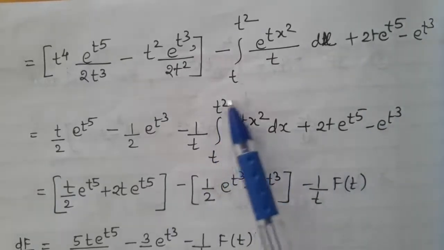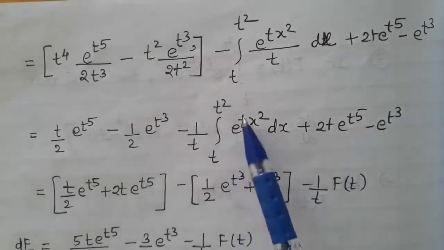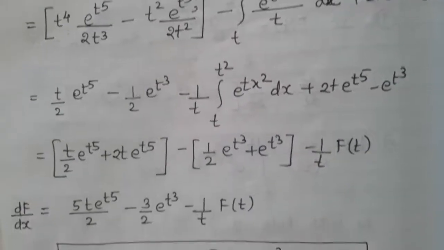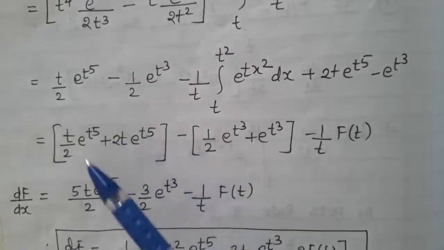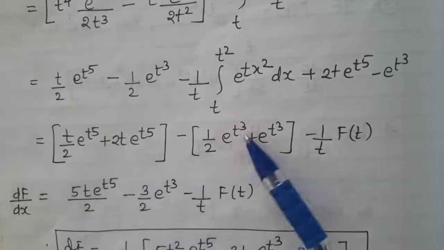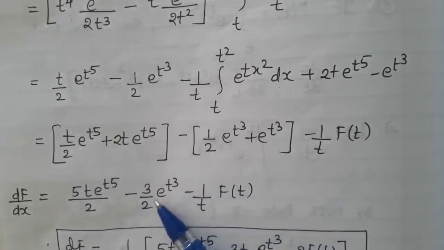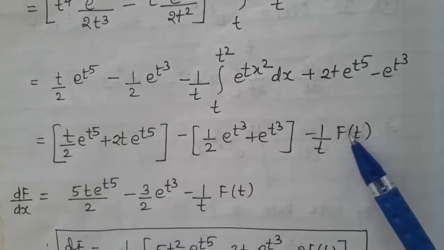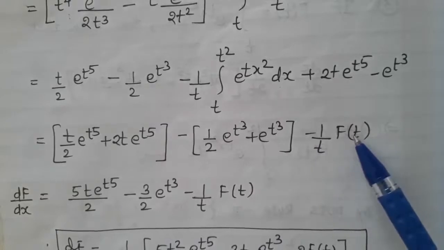And you can put some notation for this integral using equation number 1. So the integration limit notation for this integral is f of t. So by taking common e raised to t raised to 5 and by adding their coefficients, you will get this solution as 5t upon 2 e raised to t raised to 5. Similarly, here by taking e raised to t cube common, simplify this step, you will get minus 3 by 2 e raised to t cube, and write the notation for this last integral as 1 upon t f of t.